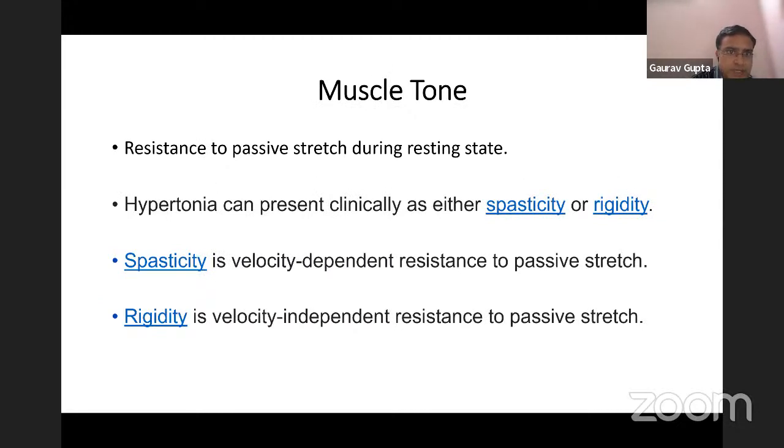Muscle tone is basically resistance to passive stretch during the resting state of a muscle. A muscle can be of normal tone, hypotonic or hypertonic. In upper motor neuron lesions like cerebral palsy, there is commonly hypertonia, and it can present either as spasticity or rigidity. Spasticity is a velocity dependent resistance to passive stretch, and it changes with change in velocity, whereas rigidity is velocity independent resistance to passive stretch.